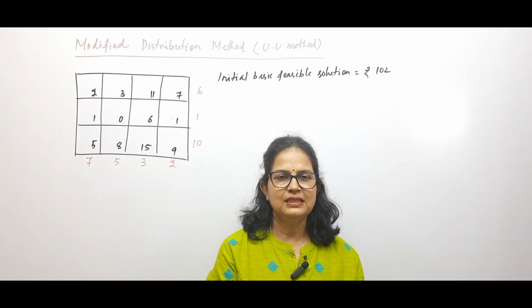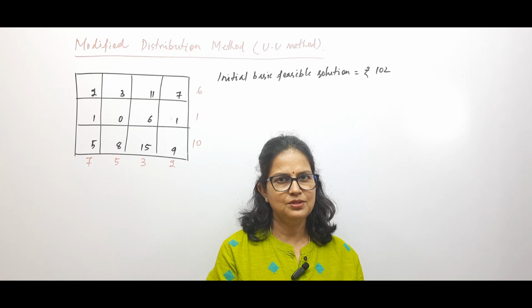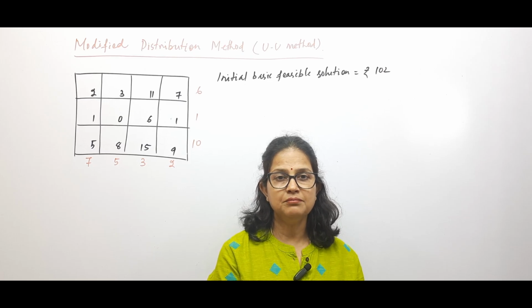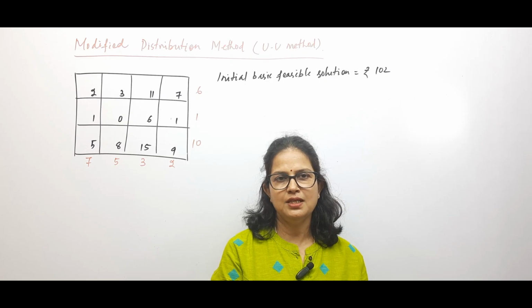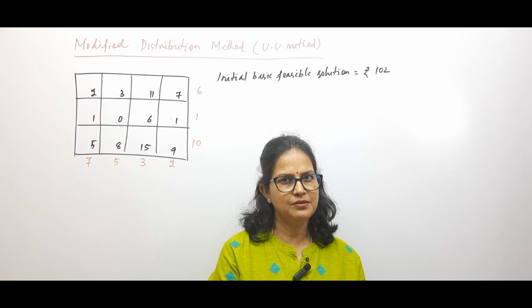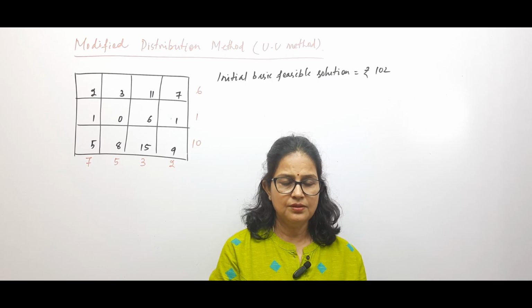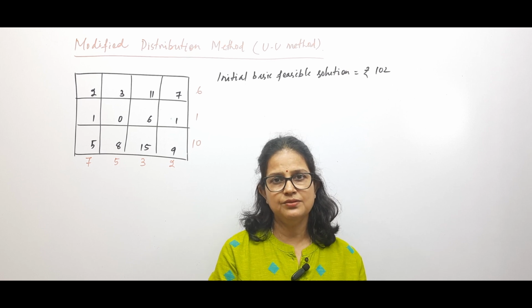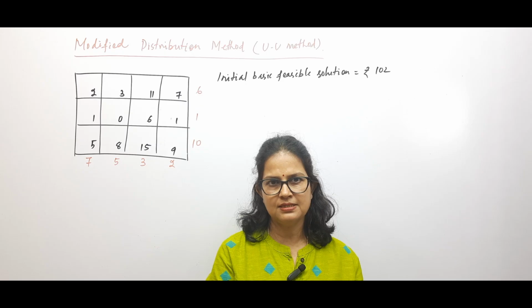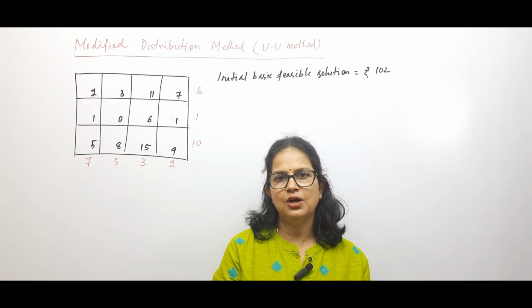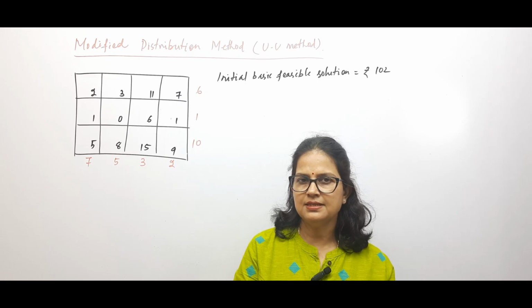Everyone. So in this class we are going to discuss the MODI method, that is the modified distribution method. This method is also called the UV method because we are going to introduce two variables here, U and V, and calculate the optimal solution. The same question we discussed in our previous class for Vogel's approximation method, I have taken here, and we will see the optimality test. Let us start the class.